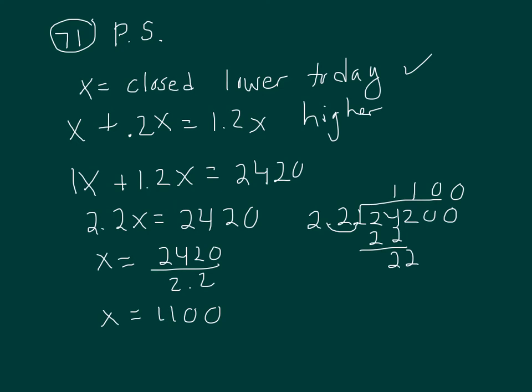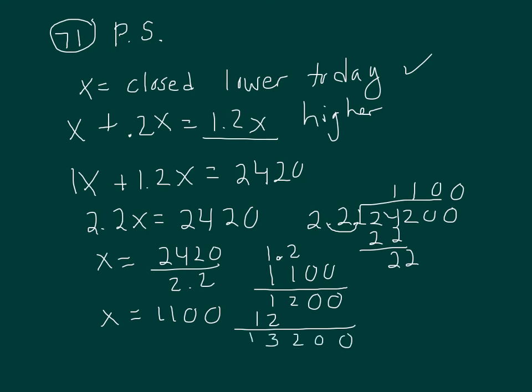But we're trying to figure out how many of the stocks closed higher. So I need to take this x, which is 1100, and multiply it by 1.2. So if I take 1.2 and multiply that by 1100, I stick those zeros out there on the far right. So you get 1 times 2 is 2, and there's a 1, and then you get the same thing here. If you add those together, I get 132. I'm going to move my decimal one place. So the answer is 1320, which is D. 1320 stocks closed higher.